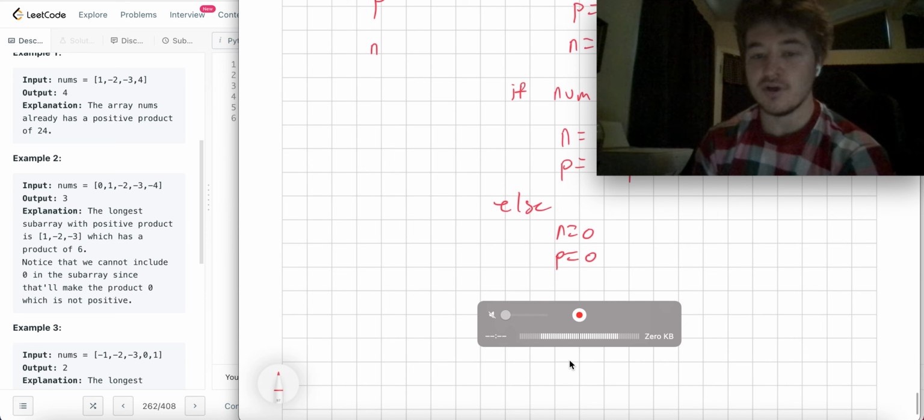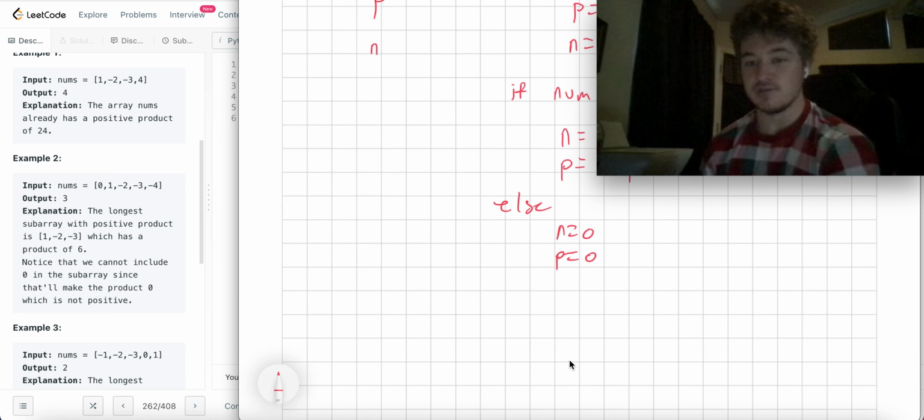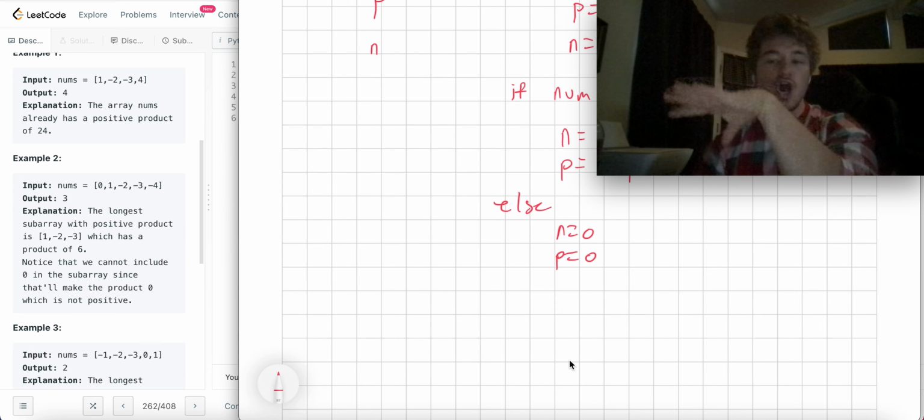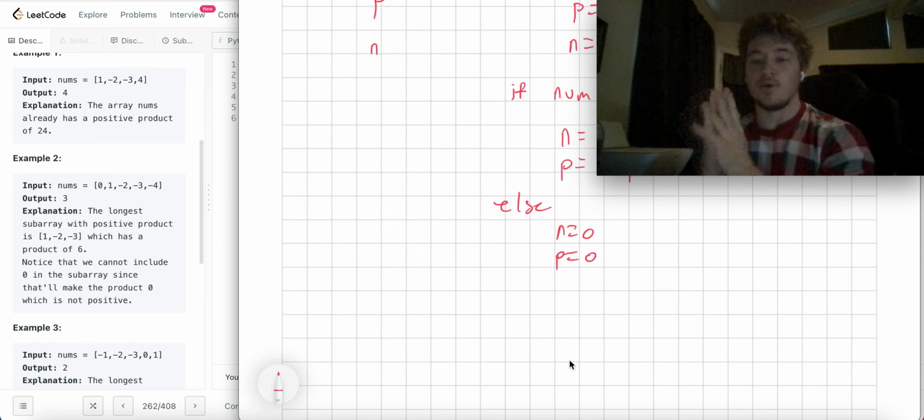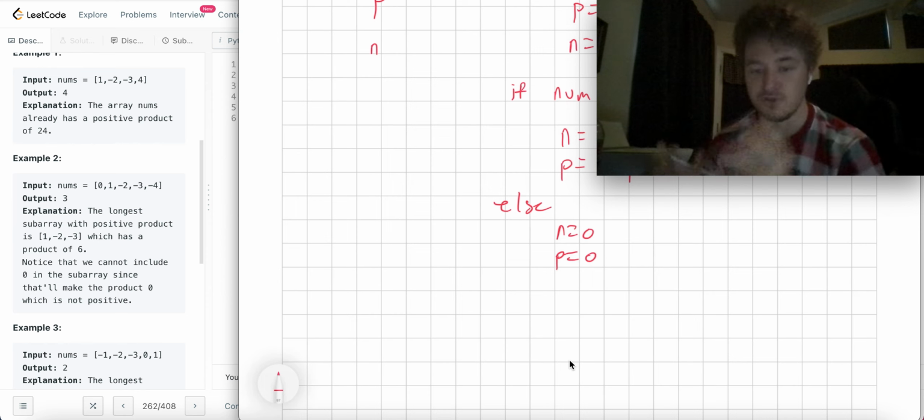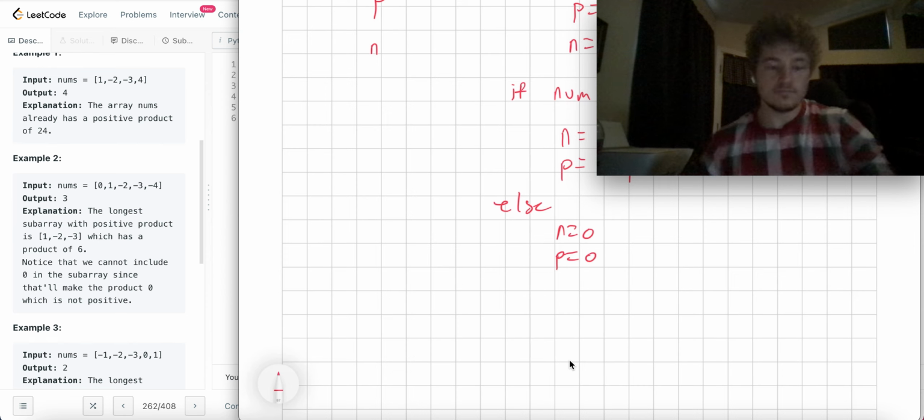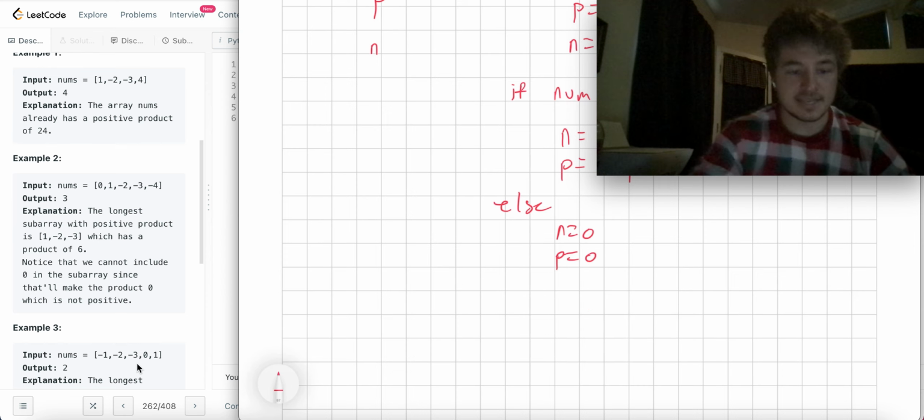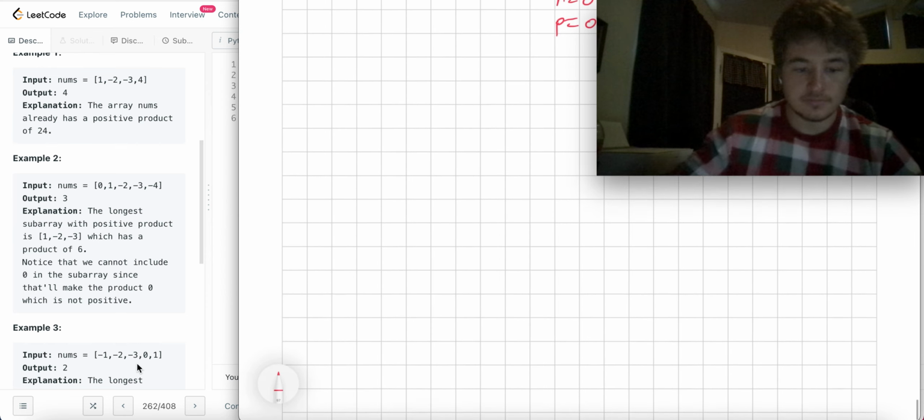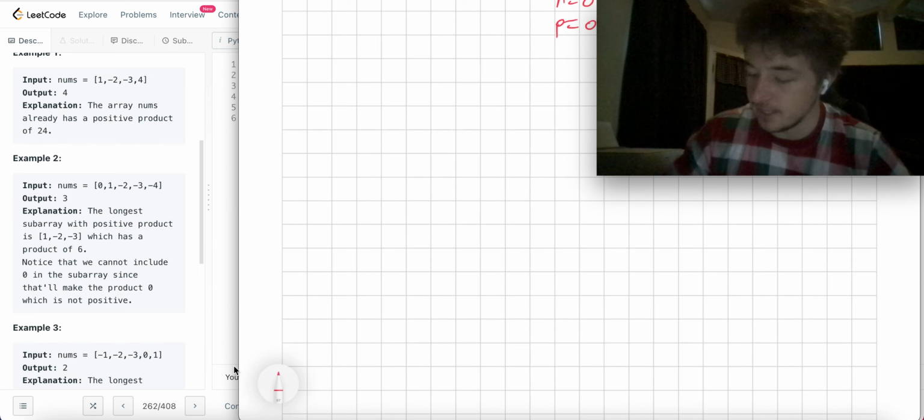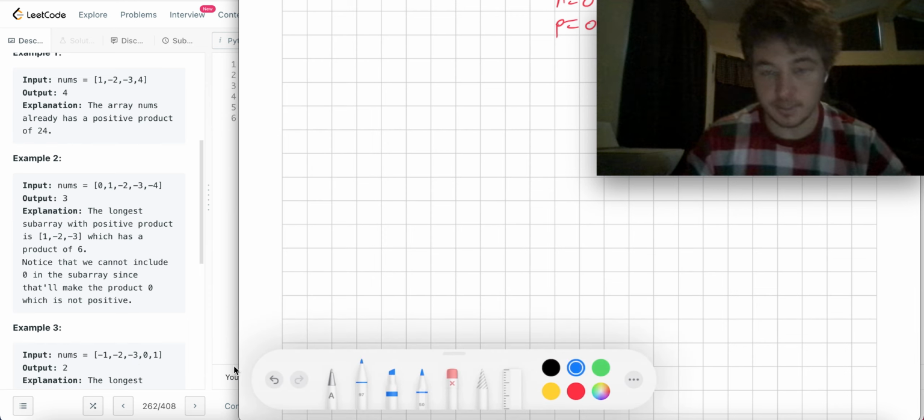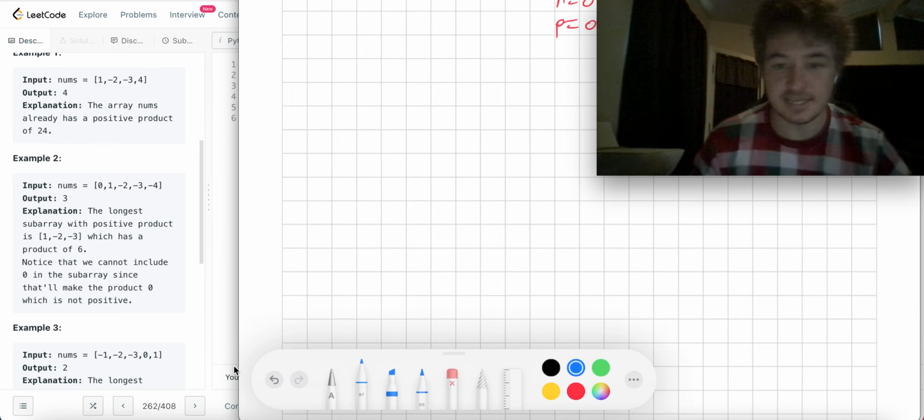But if you have a 0, you lose everything, right? Because you can't include a 0. So if you see a 0, there is no subarray that ends at that point that you can use. So you just set it to 0. Okay, right? Like if we did this example here. Let's go through another example using this idea.